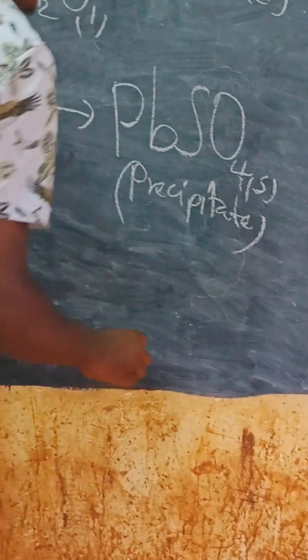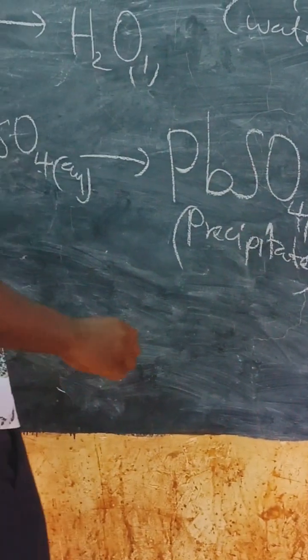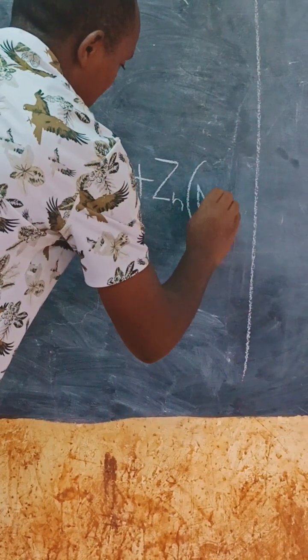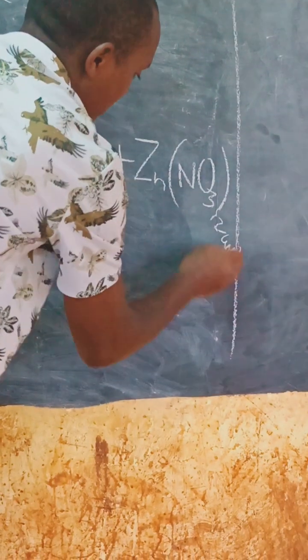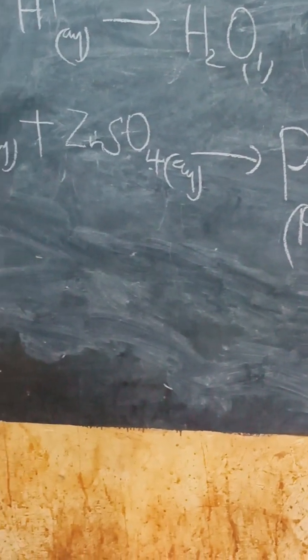Precipitate. Plus an aqueous solution of zinc will take nitrate. Now it will be the zinc. It will be zinc nitrate, aqueous. Because they are in valency 2, the equation is fully balanced.